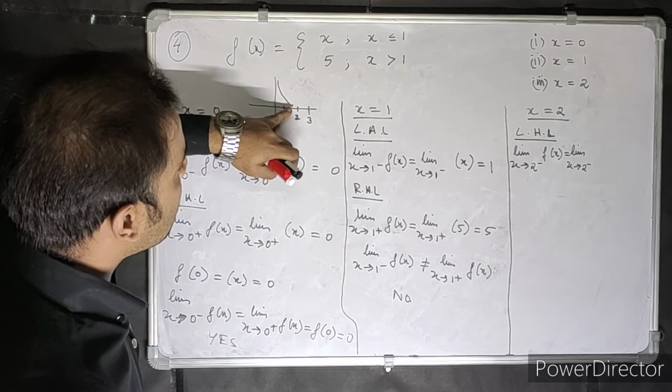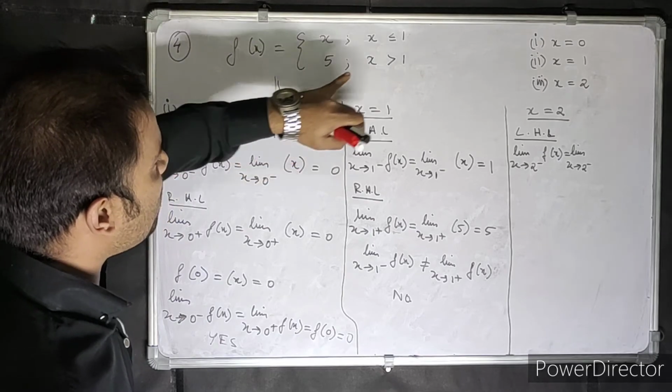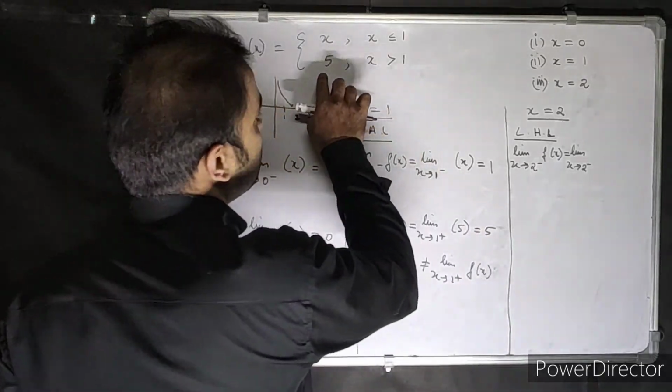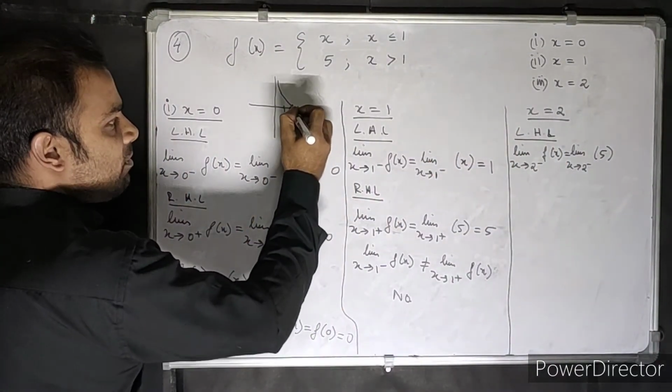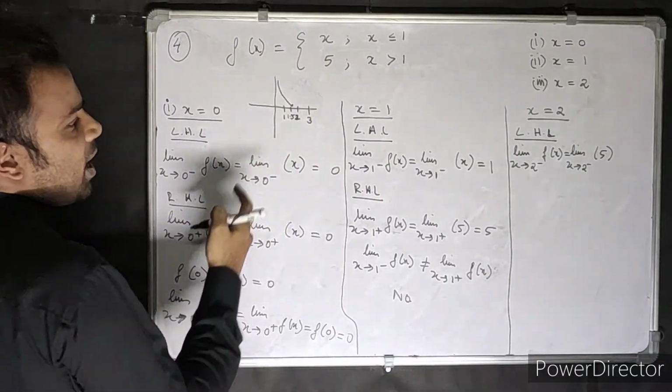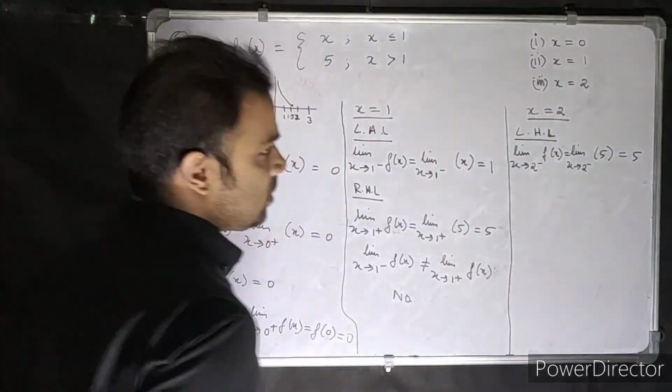Even if it's less than 2, it's probably 1.5, but it's greater than 1. So we have to use this function, greater than 1, 5. Look, the point over here is 1.5, and 1.5 is greater than 1. So we use 5 over here. So that is the answer, 5.